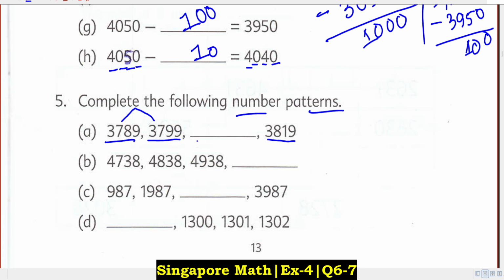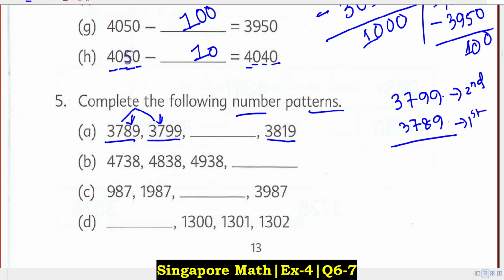The difference is 10. So first we have to find out which one is bigger. From this term we will subtract 3799, which is the second term, and the first term is 3789. So 9 minus 9 is 0, 9 minus 8 is 1, so from these two terms the difference is 10.